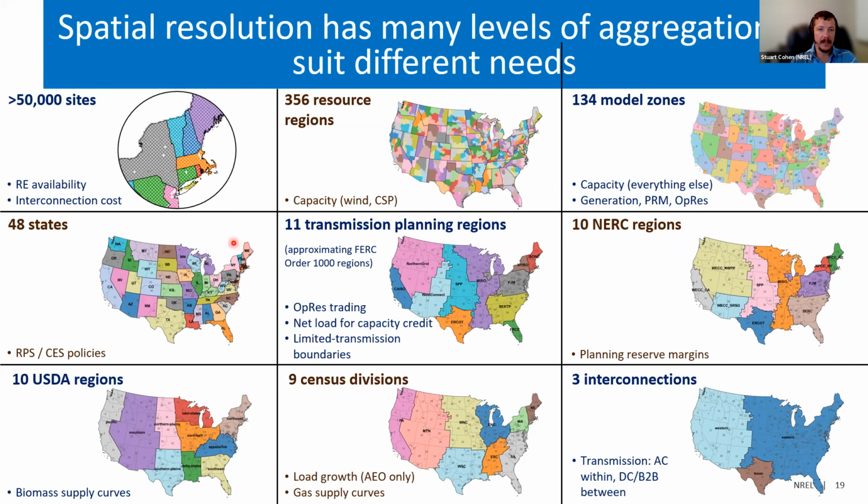These boundaries all follow county boundaries, and so they're easily aggregated to states, a little bit less easily aggregated to things like ISO regions, NERC census divisions, but we have representations of those that are as close as we can get so that we can enforce constraints or define parameters at different levels of resolution in the model.